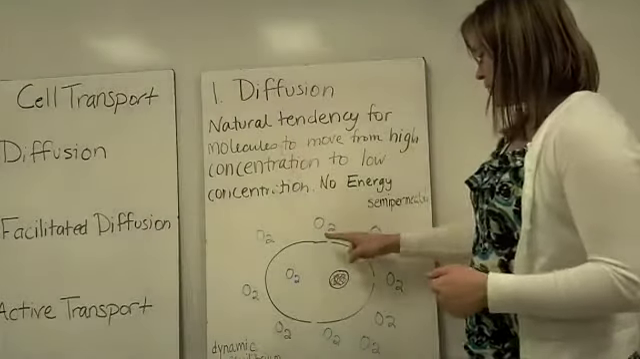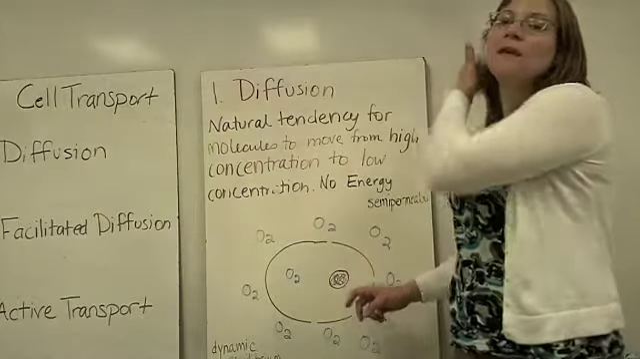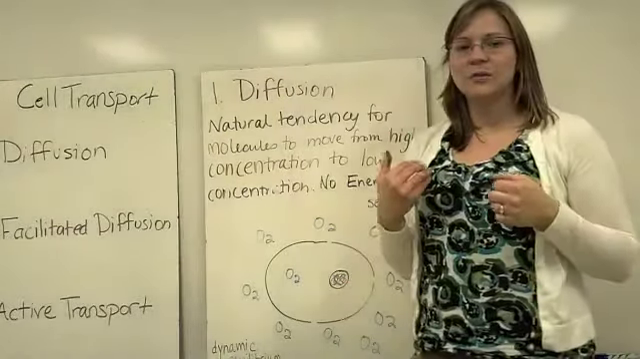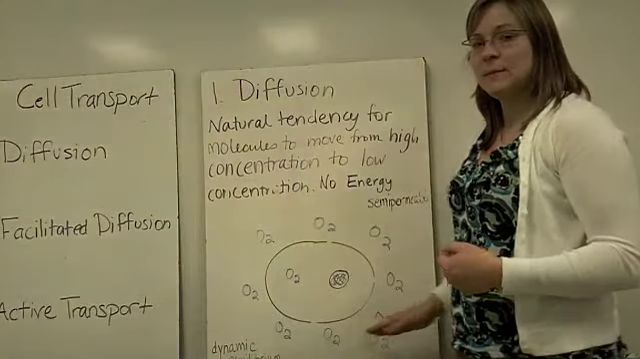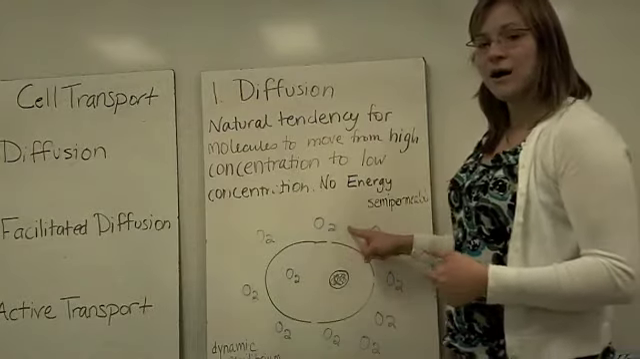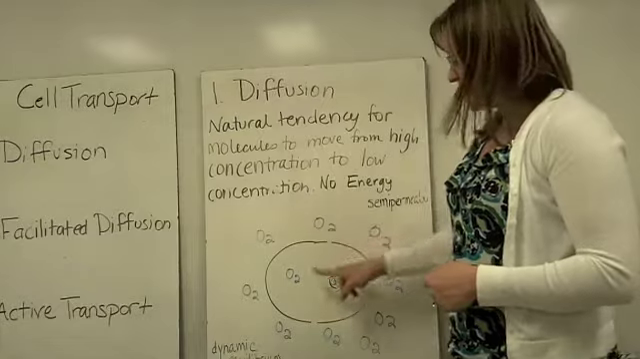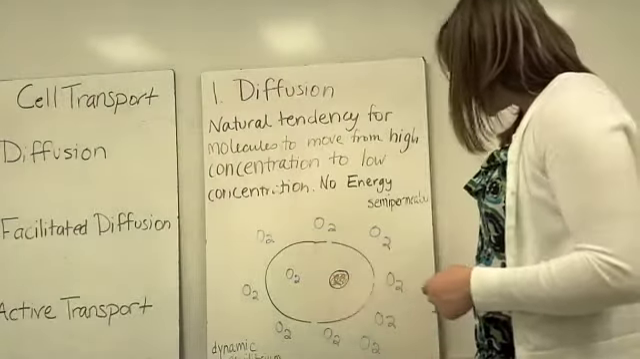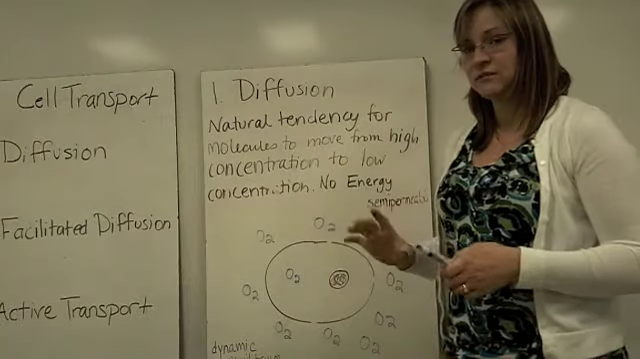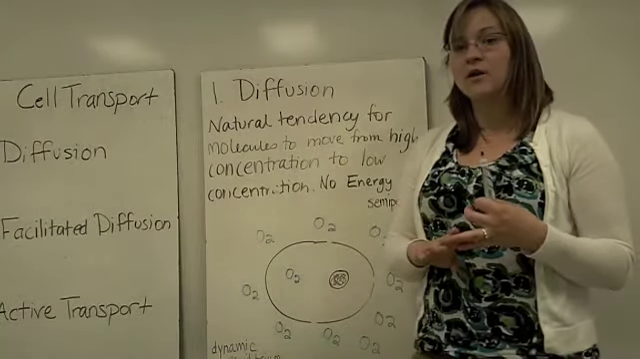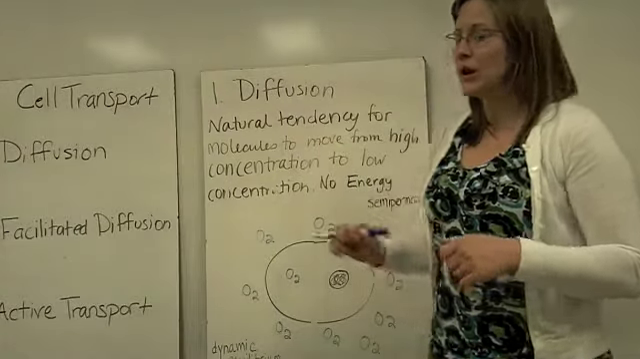So for this example, I have a cell, and here's my nucleus with the DNA. And let's say, for instance, you take a breath. You breathe in oxygen. Your cell now is surrounded by a lot of oxygen. There's more oxygen on the outside of the cell, so it has a higher concentration of oxygen on the outside of the cell than it does on the inside of the cell. The plasma membrane is permeable to oxygen. It's also permeable to water and other small molecules. It's not permeable to ions.